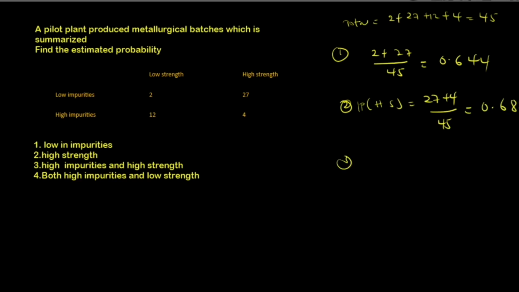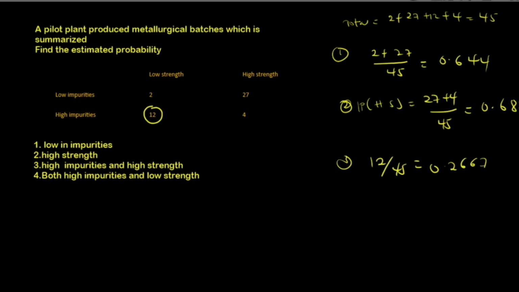Let's look at the third one. For the third one, we are finding high impurity and high strength. For both high impurity and low strength, high impurity is here, and low strength is here. So this falls under high impurity and low strength. In that case, when finding the probability, you're going to have 12 over 45, which will give you 0.267.